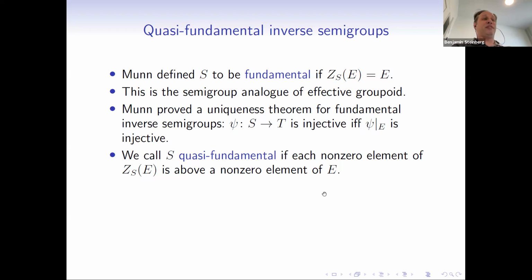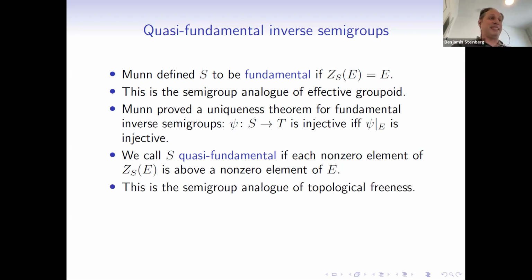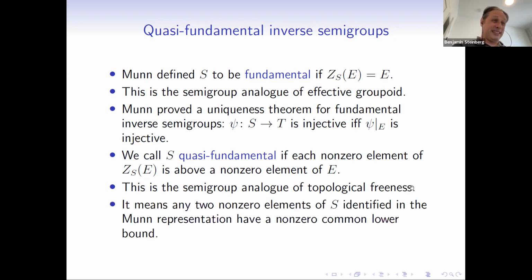Remember, topologically free means that the unit space is dense in the interior of the isotropy. The centralizer of the idempotents is the inverse semigroup version of the interior of the isotropy. And so this is the semigroup version of the density of the unit space. The idempotents are like the unit space. And for the inverse semigroup associated to a groupoid, this is the topological freeness thing.